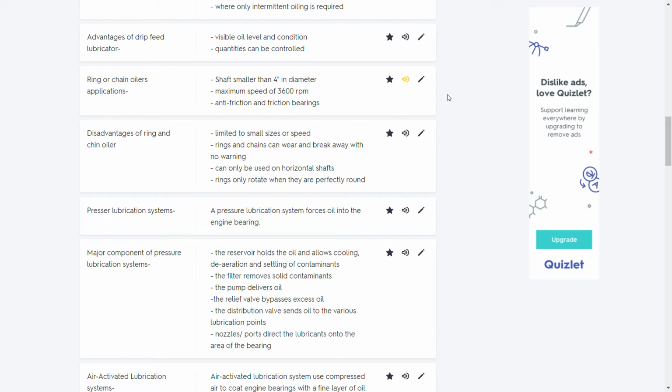Ring or chain oilers applications: shaft smaller than 4 inches in diameter, maximum speed of 3600 RPM, anti-friction and friction bearings. Disadvantages of ring and chain oilers: limited to small sizes or speeds. Rings and chains can wear and break away with no warning. Can only be used on horizontal shafts. Rings only rotate when they are perfectly round.